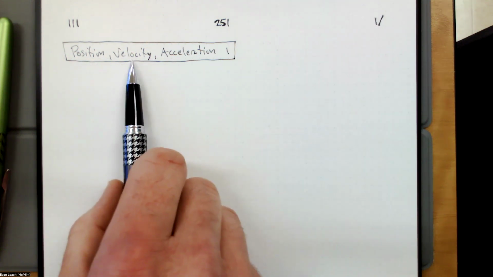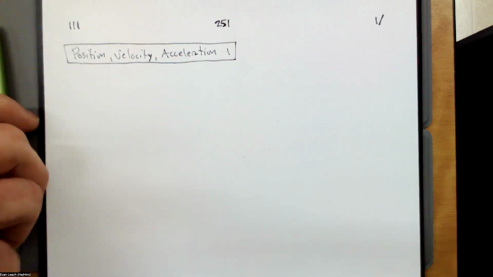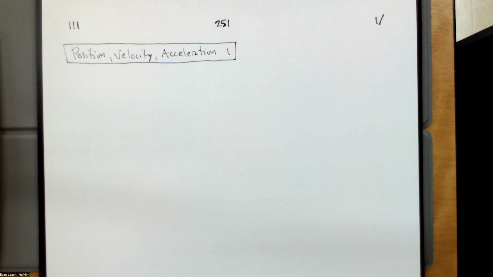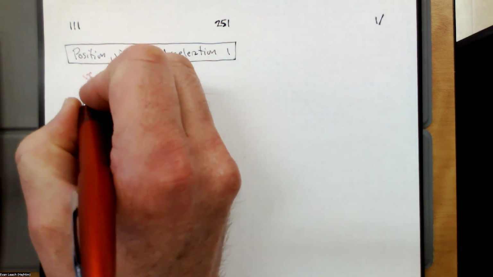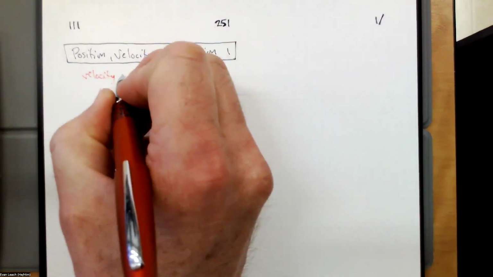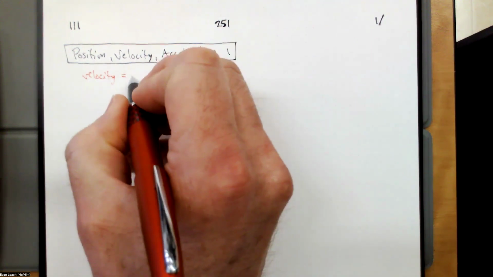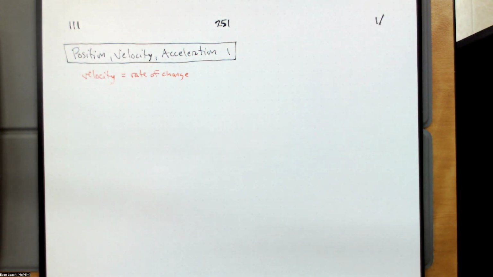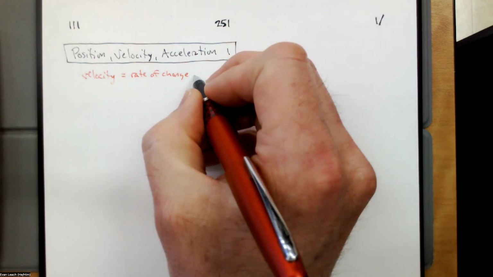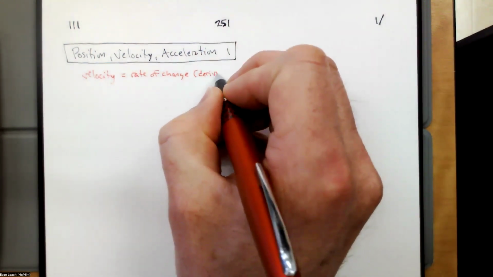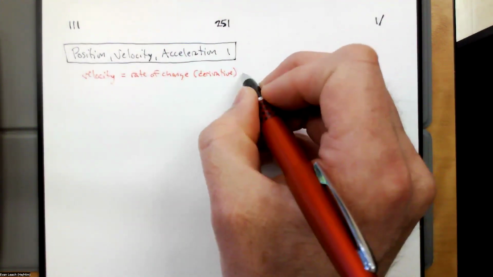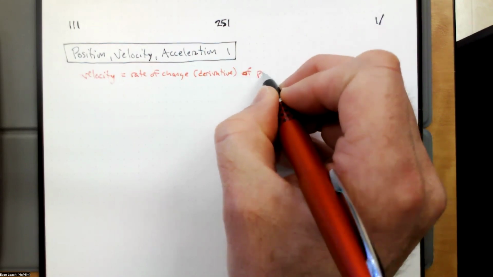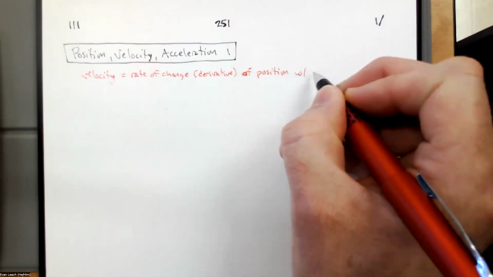The relationships here, we have position. If we think of position as a function of time, velocity is the rate of change of position with respect to time. This is calculus. I just wrote the words rate of change. I just said derivative without saying derivative. Velocity is the rate of change, that is the derivative with respect to time of position.